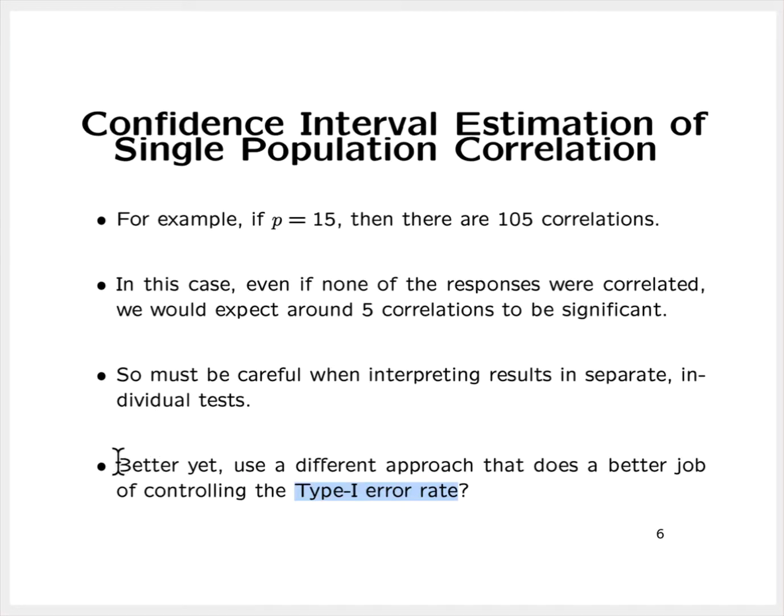And so in a manner analogous to the Fisher's protected LSD in the context of analysis of variance, what we might want to do is think about whether there is some way that we can perform one overarching omnibus test for all 105 correlations at once. That serves as a gatekeeper test. And the null hypothesis for that gatekeeper test would be that all 105 correlations are 0, and the alternative would be the opposite of that. It would be that at least one of the correlations is non-zero.